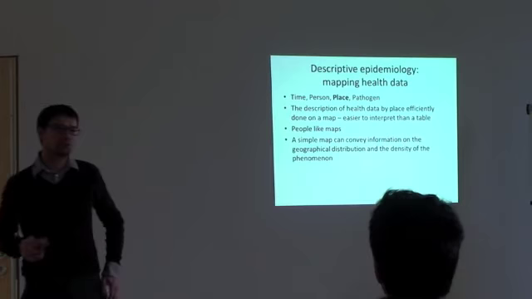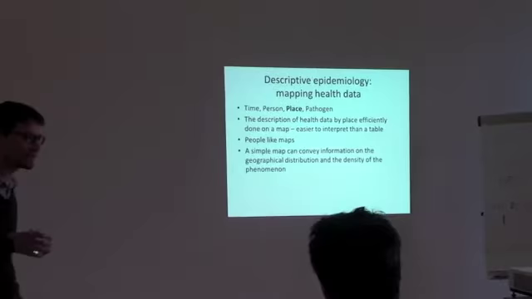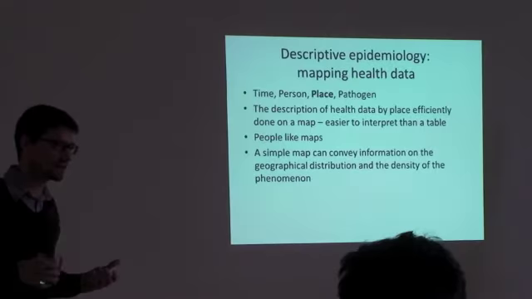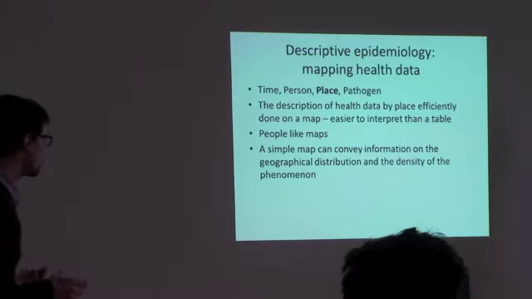Okay, so let's start with the descriptive part of what I called mapping health data. Most of you are paid here, or you work, in order to describe organized data as a factor of your job. And actually, mapping is probably the most efficient way to describe data in space. It's quite efficient, and it's much easier to interpret data when you can map it than in a table. Another thing which is quite important is that people tend to like maps. People tend to like maps a lot.